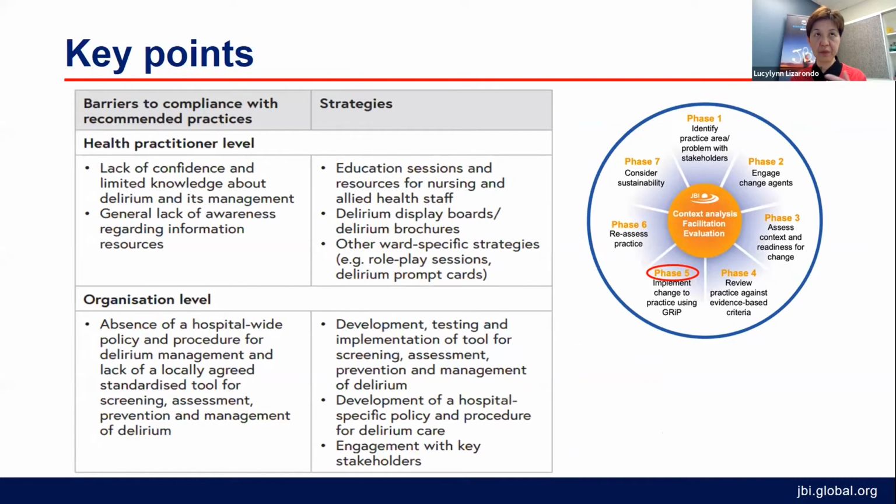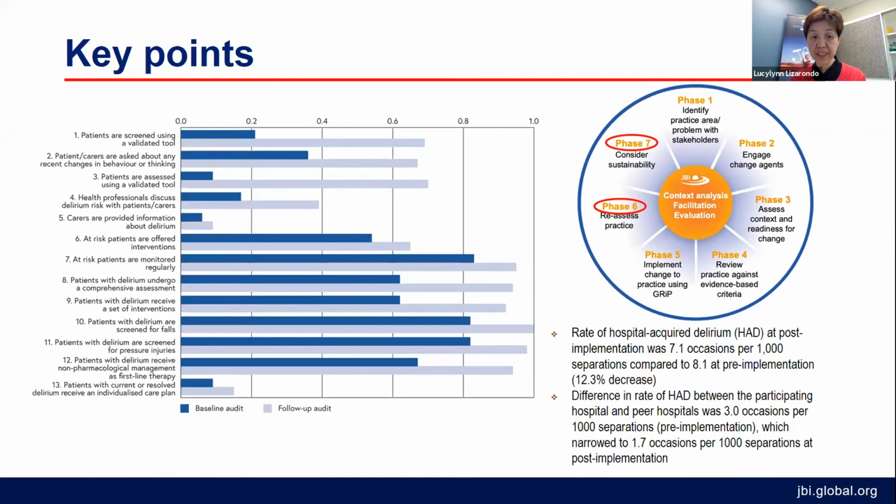At this stage, I was reporting on the barriers that the delirium champions were able to identify. After they identified the barriers, they implemented multi-component strategies. Following the implementation of those strategies, they did a follow-up audit to determine compliance with best practice recommendations. As you can see from the slide, the compliance rate for all audit criteria improved. The rate of hospital-acquired delirium at this tertiary hospital also decreased post-implementation.